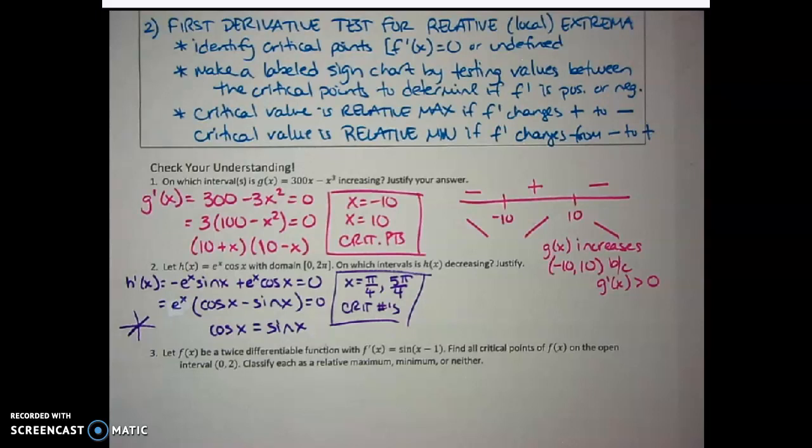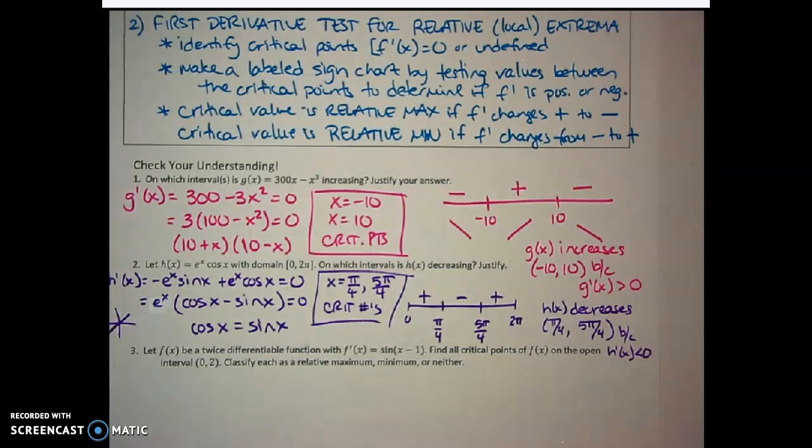So those are my two critical values, and now I need to make my labeled sign chart and determine where the function is increasing or decreasing. Again, pause the video and try to do that. When we do our sign chart, we can see that the function h of x decreases between pi over 4 and 5 pi over 4.